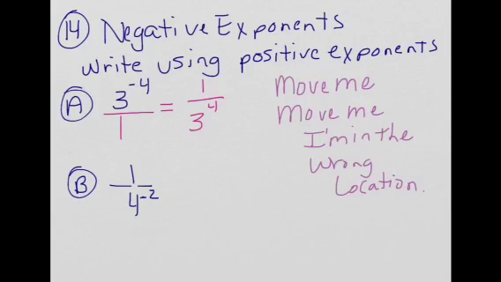All right, let's look at this one. This is 4 to the negative 2. The negative 2 is crying out, move me, I'm in the wrong location. So to make him positively happy, we're going to move him up into the numerator.